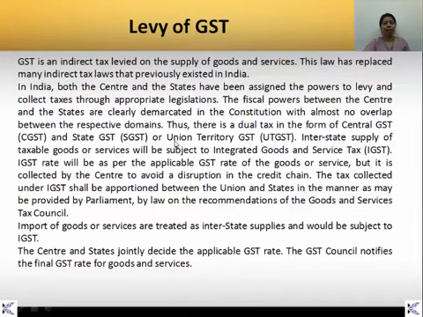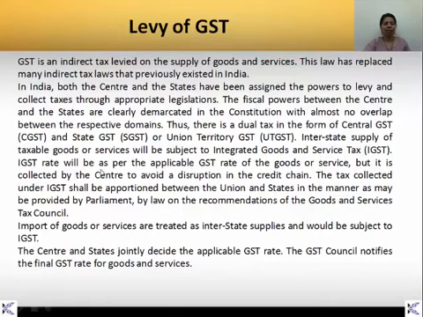Now what do you mean by intra-state supply? Within the state or within the union territory, we are using this term, that is intra, I-N-T-R-A. And when it is interstate, interstate implies it will be interstate supply of taxable goods or services. That means between two states, between one state and union territory, or between two union territories, then it will be subjected to IGST, that is Integrated Goods and Service Tax.